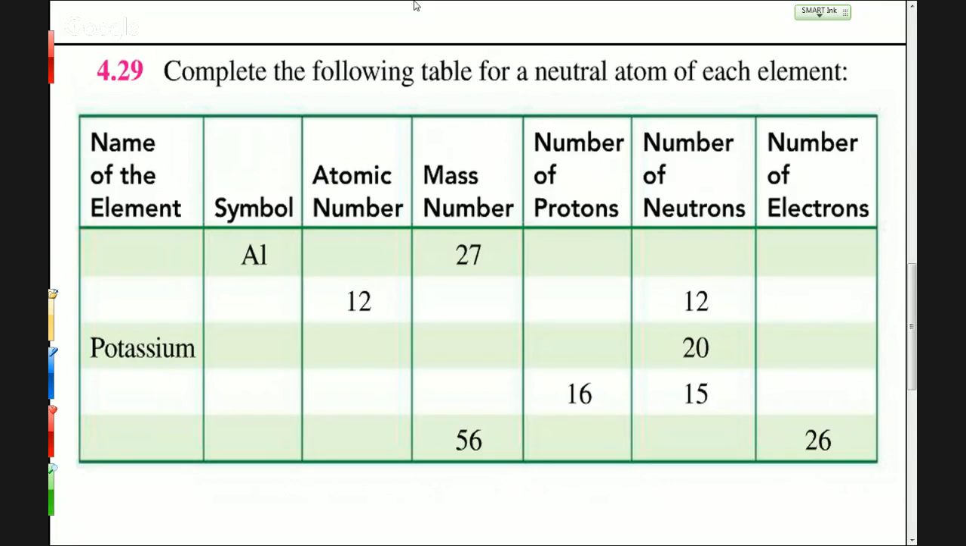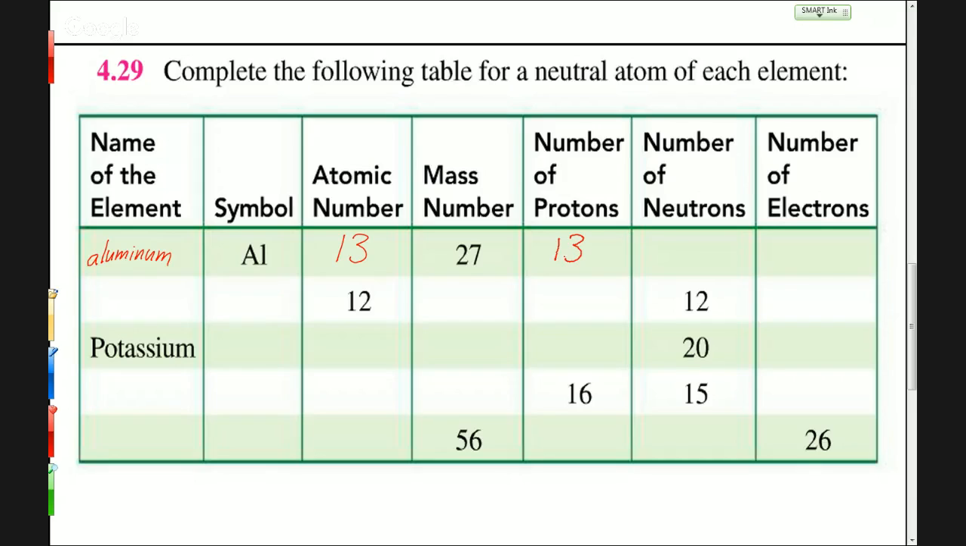So let's look at the first one together. The symbol is Al. What's the name of that element? Anybody know? Aluminum. And what's its atomic number? 12. No, 13. Look at the periodic table, we find 13. All right. Now the mass number is given as 27. How many protons would that atom have?